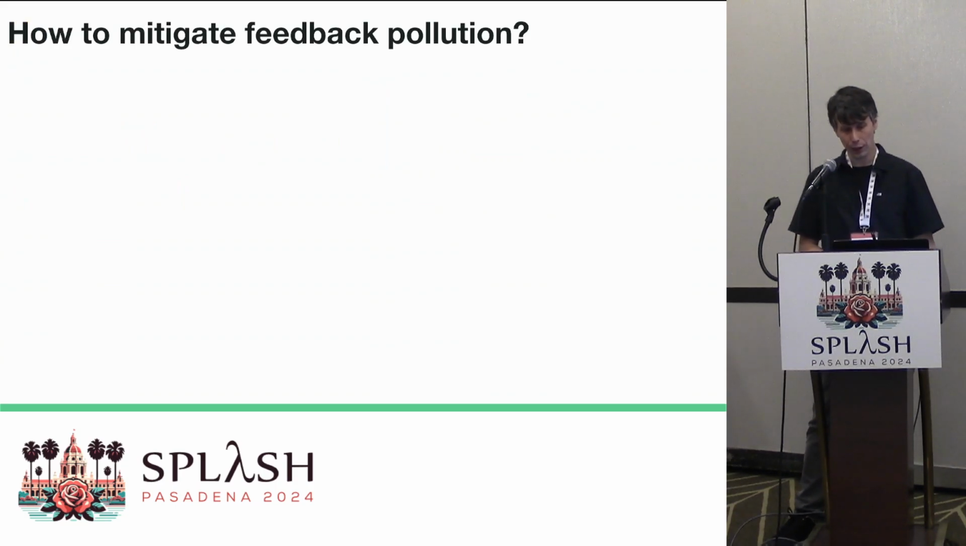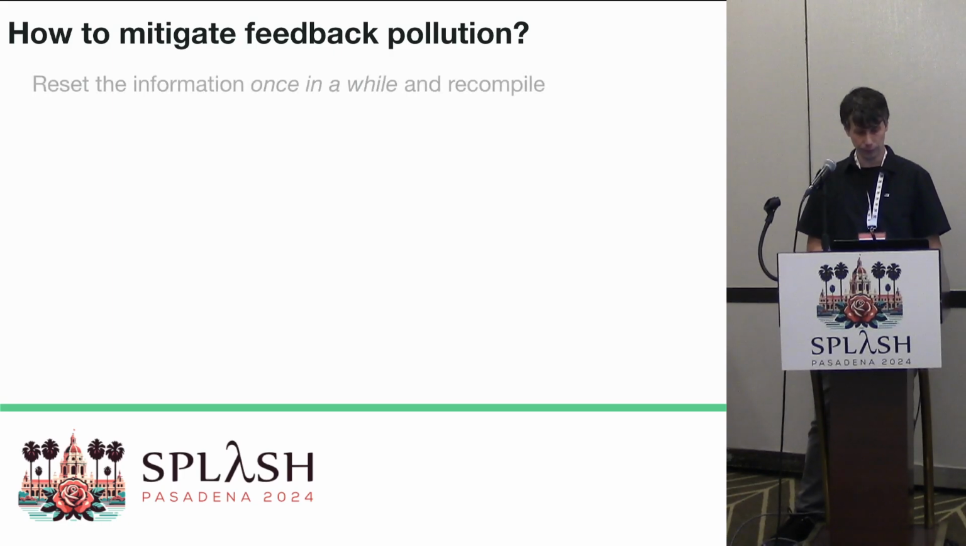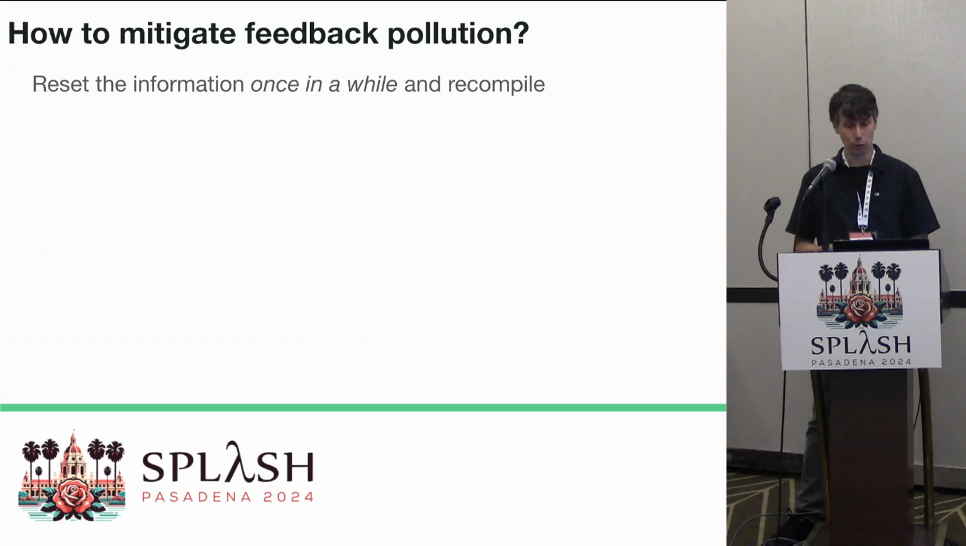So how can we mitigate this problem? Well, once in a while, we could just zap the information and say, we don't want this type feedback to become stale. And once in a while, we're going to clear it. That seems reasonable. The problem is that a program can have many phase changes, and we will keep tripping ourselves and de-optimizing and re-optimizing all the time.